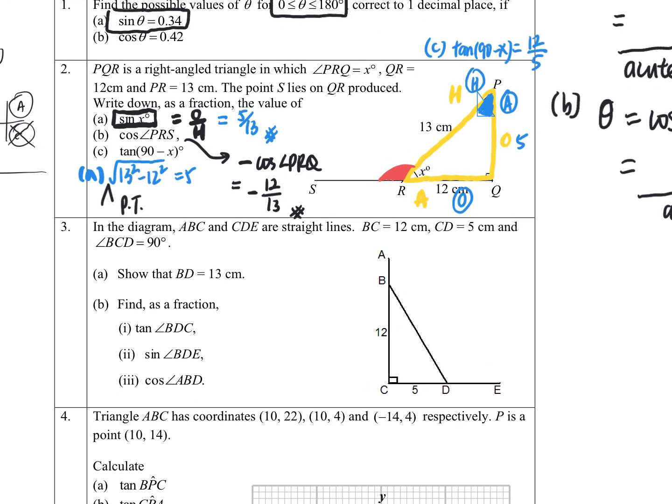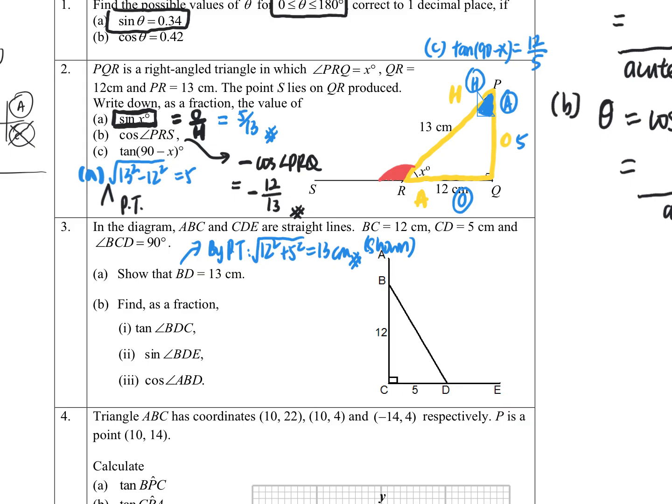Okay, show that BD is 13. This one no problem, right? It's just Pythagoras theorem. 12 square plus 5 square, square root. So that's why you get 13. So this one no problem, shown. Okay, now I want to find the ratio.